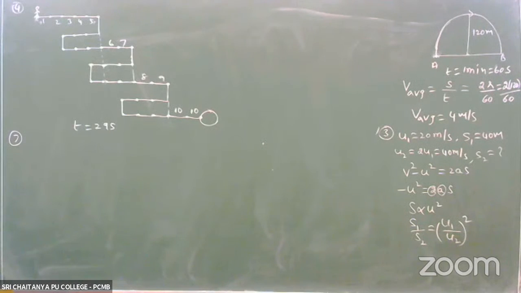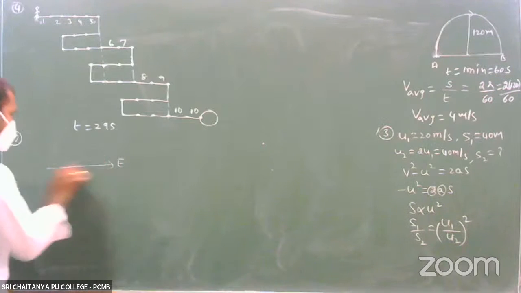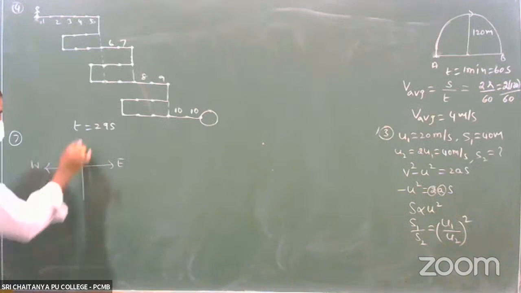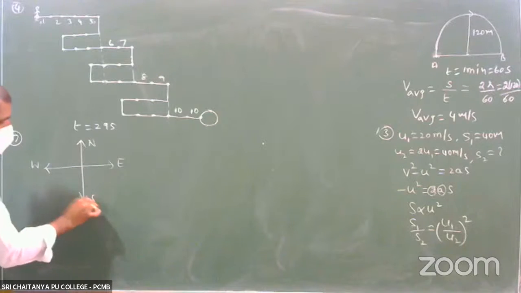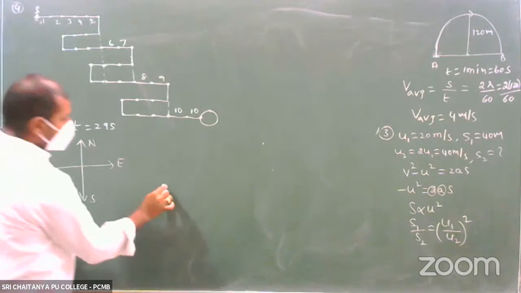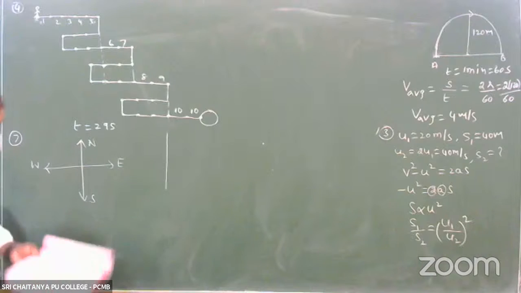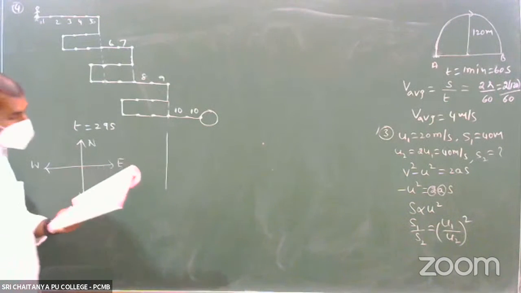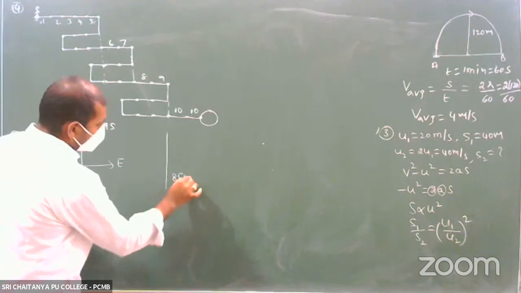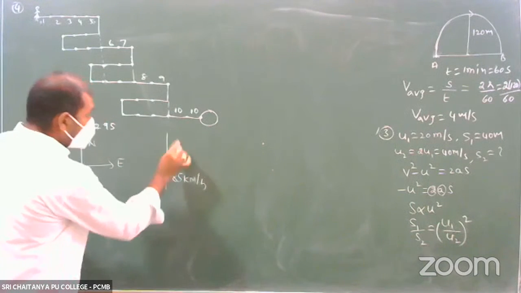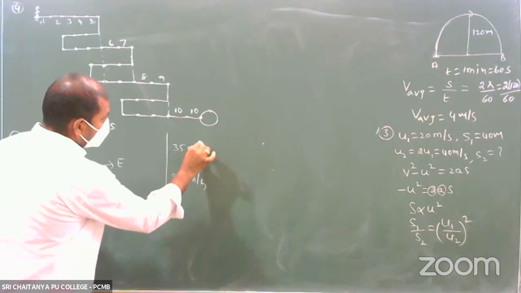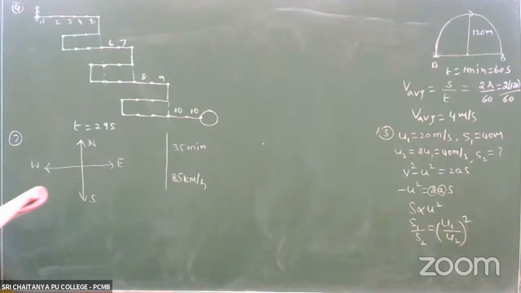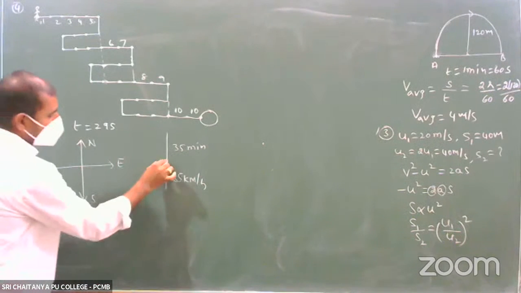Motorist drives north for 35 minutes at 85 kilometers per hour. If you are taking directions east, west, north, and south, north means on the board upwards. North. He is traveling at what velocity? 85 kilometers per hour. Up to what time? 35 minutes. Now you can take distance traveled.